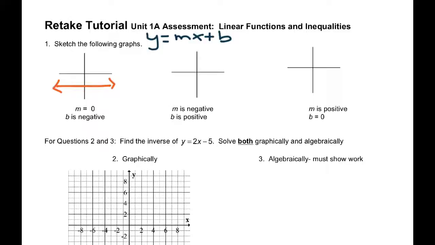And the second one talks about M is negative, which means our slope is decreasing, and B is positive. So as long as we intersect the y-axis anywhere above the x-axis, we could have something that looks like that. And the third one, M is positive, so an increasing slope, with B equaling 0. 0 is the origin, so we would have a line that goes straight through the origin. That could look something like that.